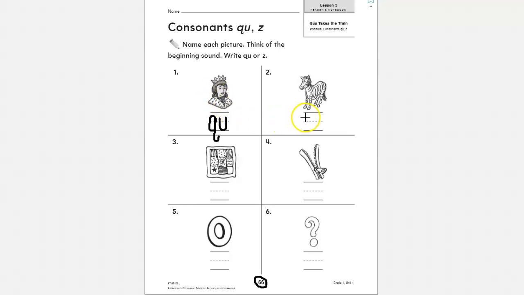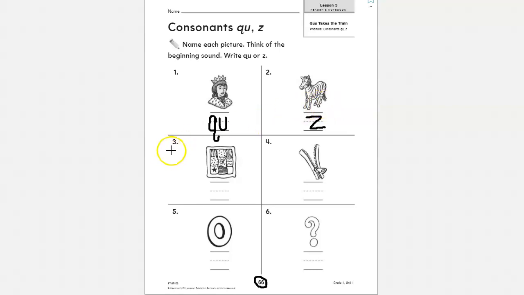Zebra begins with the letter Z, with that beginning sound being Z. So we are going to write a Z for the blank. So far on number 1, we have qu for queen. And on number 2, we have Z for zebra.